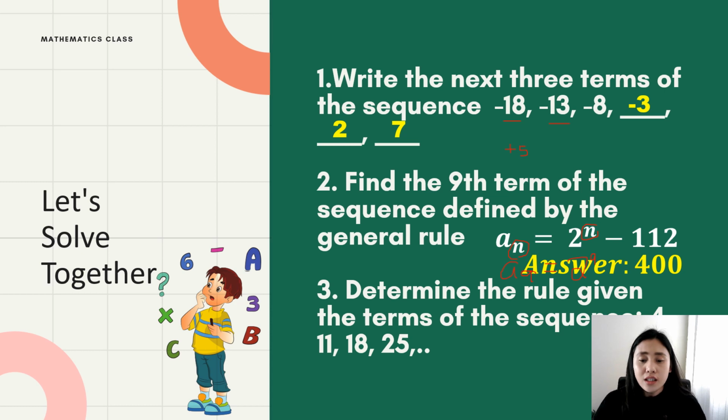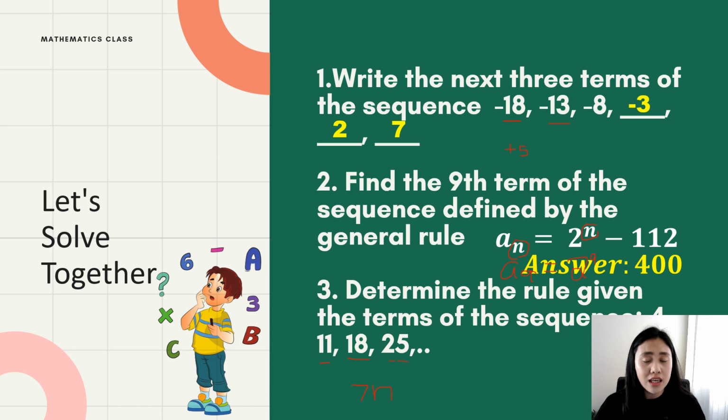Okay. Determine the rule. Kung mapapansin ninyo, ang bawat term dito ay nadadagdagan ng 7. 4 plus 7 equals 11. 11 plus 7 equals 18. 18 plus 7 equals 25. Therefore, meron na tayong pattern na 7. So, meron tayong basic rule na 7n.